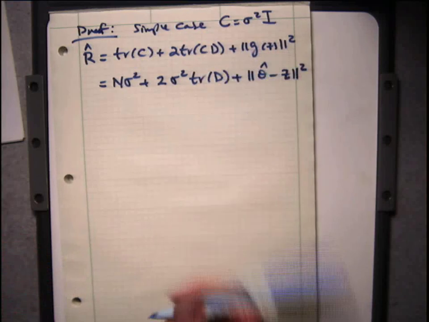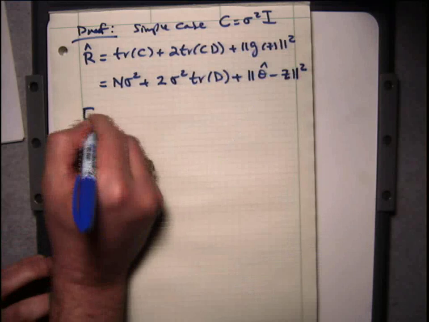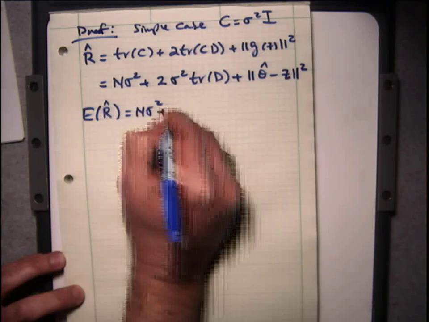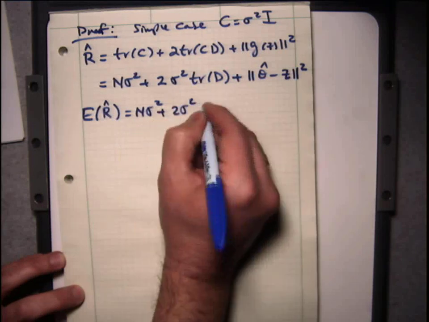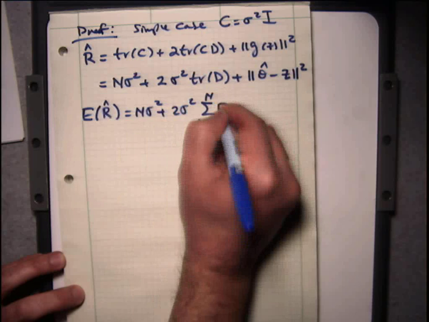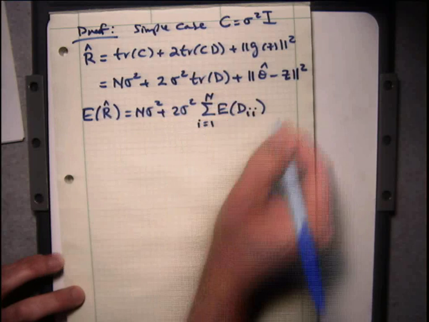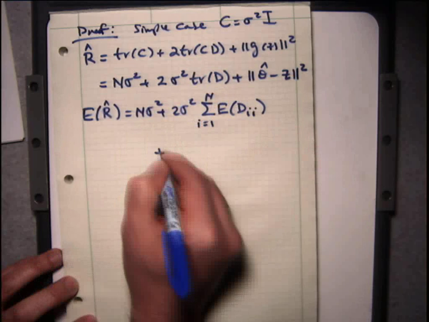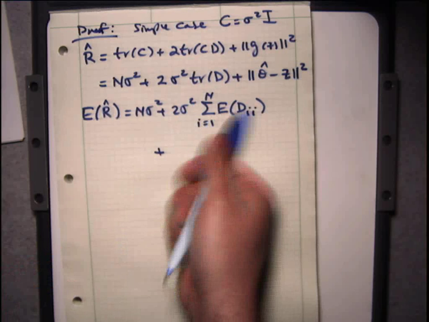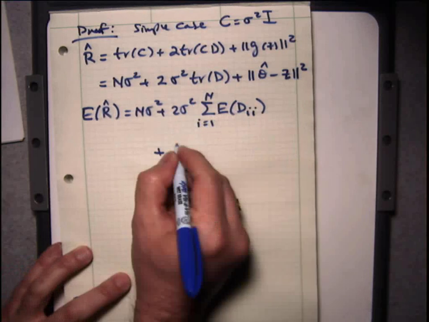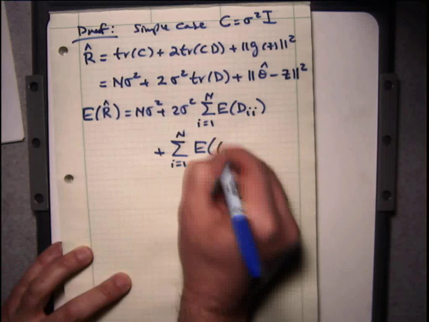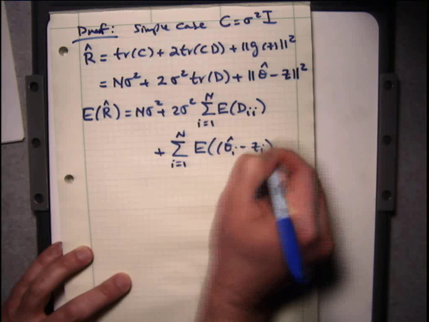Now let's take a look at the expected value of R hat. You get n sigma squared plus 2 sigma squared times the sum i equals 1 to n of the expected value of d_ii. Plus the trace is the sum of the diagonal terms. I push the expected value inside the sum, and this is what I've got. And then the last piece is the sum i equals 1 to n of the expected value of theta_i hat minus z_i, squared.